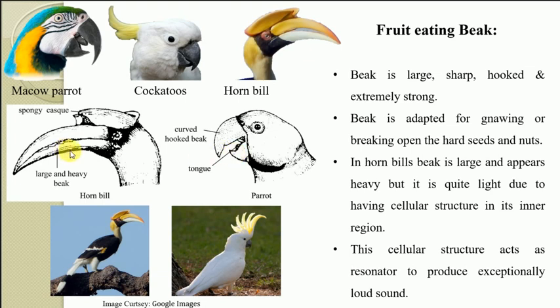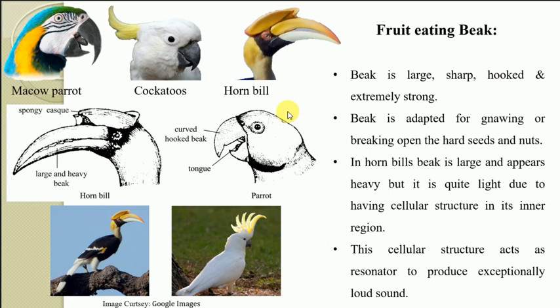Now among the hornbills, the beak is comparatively large and it appears very heavy, but actually the beak is not heavy, and it is provided with a cellular structure in its inner region. Though it looks heavy, it is actually lighter because of the cellular structure in its inner region. Now this cellular structure present in the beak acts as a resonator, and this resonator is responsible for producing an exceptionally loud cry. So for producing a huge sound, again you will find the beak provided with that cellular structure, which is acting as a resonator.